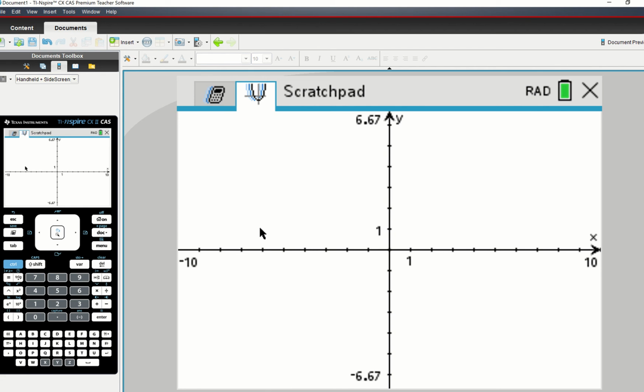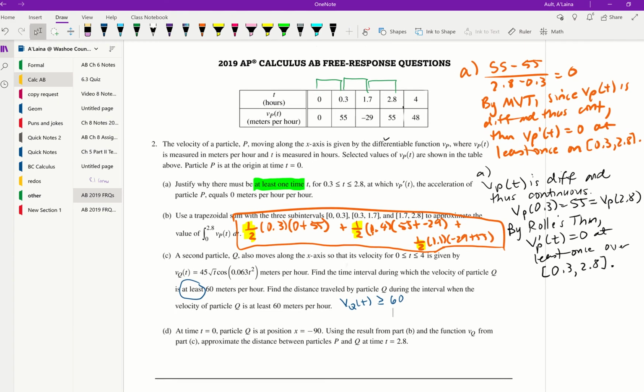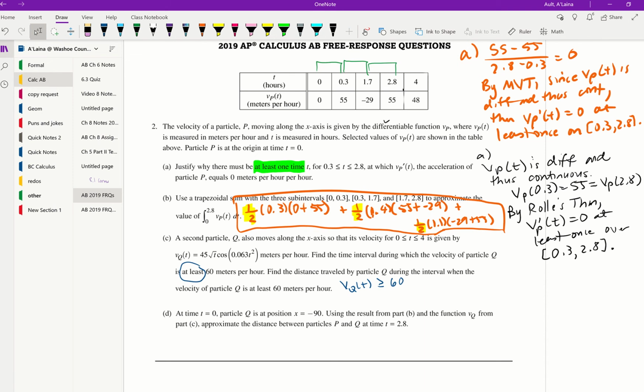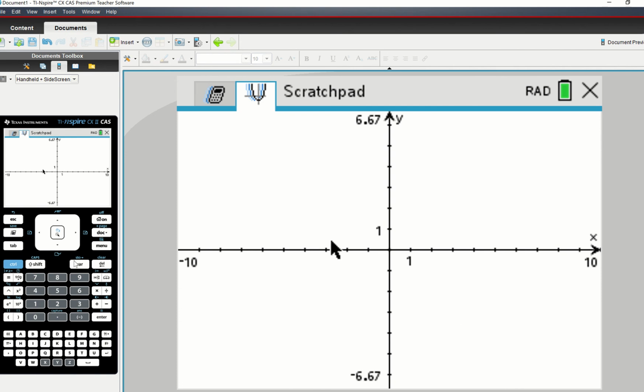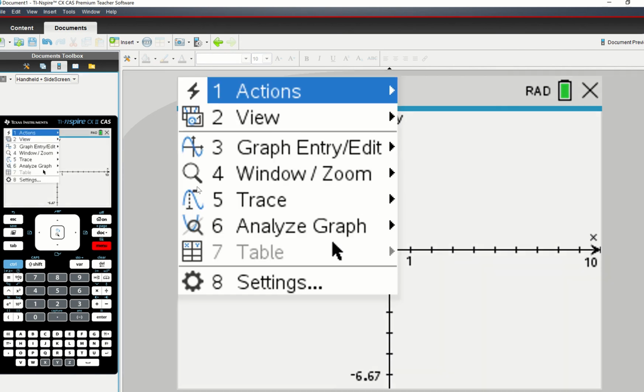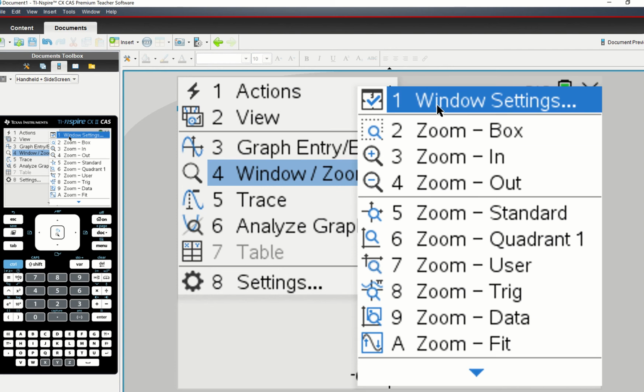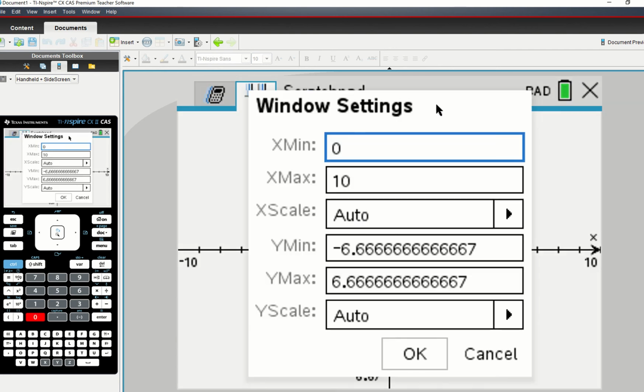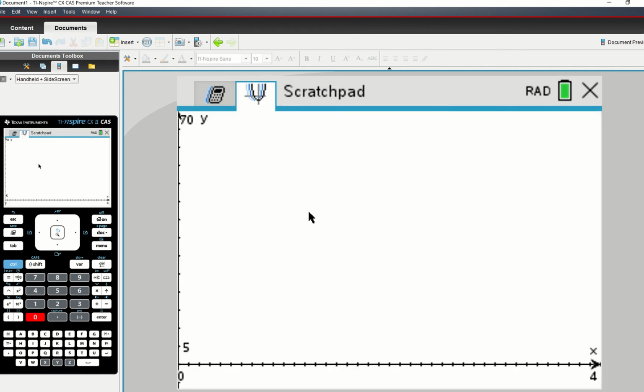This is not a great fit for the problem because you might remember that the table for this went from 0 to 4, so I'm only limiting this to 0 to 4. And I also need my height to go all the way up to 60. I'm going to adjust this window really quickly by doing menu, option 4 and option 1. I'm going to change the x coordinates from 0 to 4. For my y coordinates, I don't really care what the min is, but I want the max to be at least 60. I'll go 70. There's nothing graphed yet.